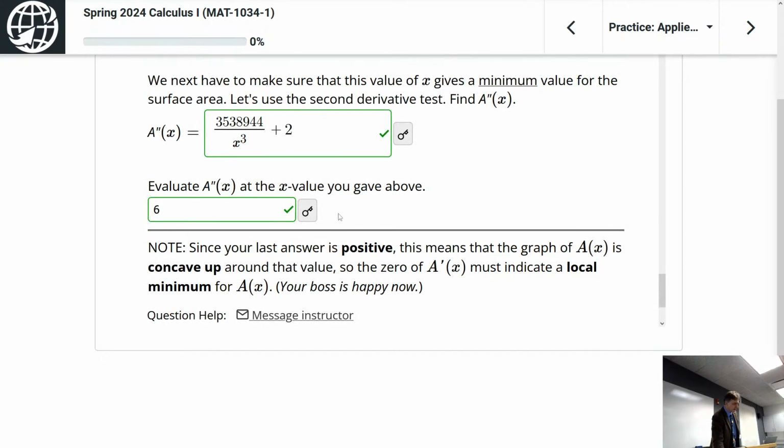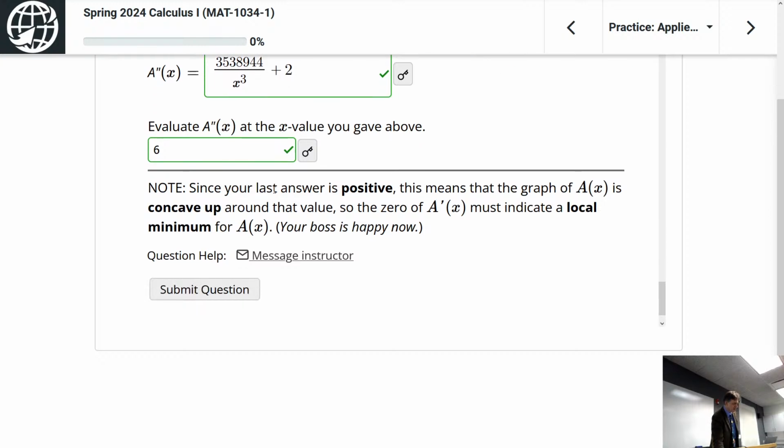By the way, it says here that since your last answer is positive, it means that you're concave up. Concave up means that you have a minimum. You're at the bottom of a trough. You've got a minimum. So they just wanted you to step through this. And it says that your boss is happy, which means that you're happy too.